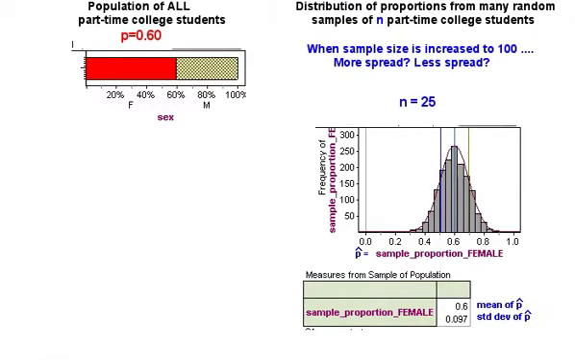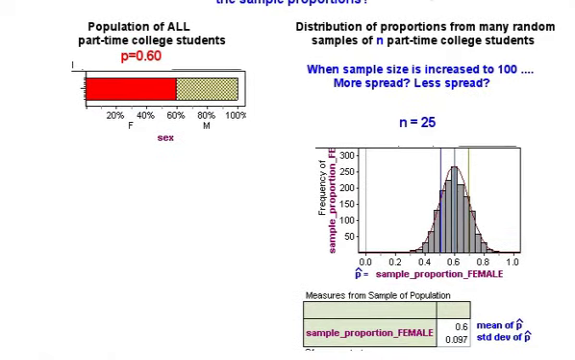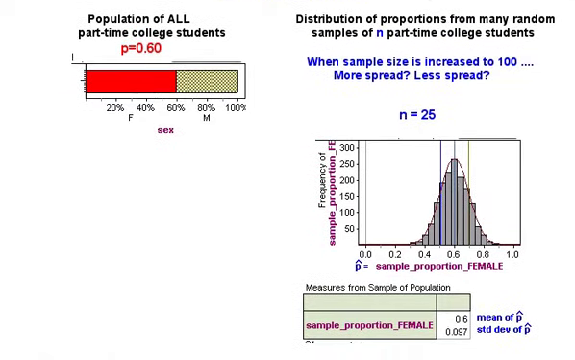In this movie, we will continue our discussion of the behavior of sample proportions. In particular, we're going to investigate this question: how does the size of the sample impact the spread in the sample proportions? To investigate this question, we're going to return to the familiar context of the previous movie and look at the population of all part-time college students.